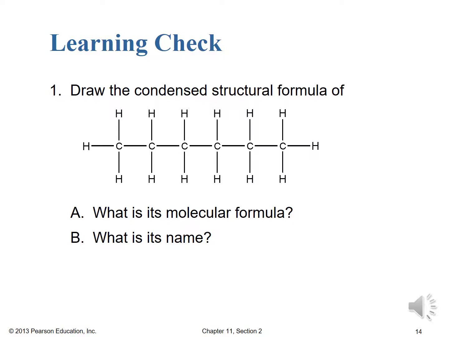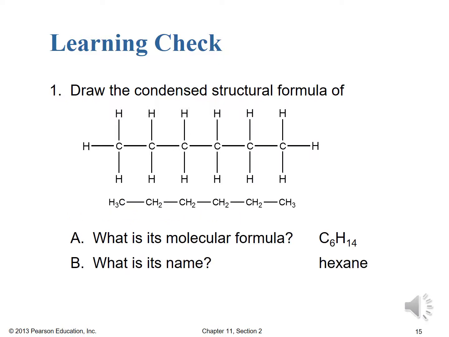All right, let's pause here for a learning check, see how you're doing, at least with the idea of condensed structural formulas and molecular formulas and names. So here in this learning check, for number 1, we are asked to draw the condensed structural formula of this substance that I won't name because that's one of your later jobs here, but you're going to take this expanded structural formula and condense it. You're also going to give me the molecular formula and finally the name of this substance. All right, so pause the video here while you complete those tasks. Start us back up once you're ready to check your work.